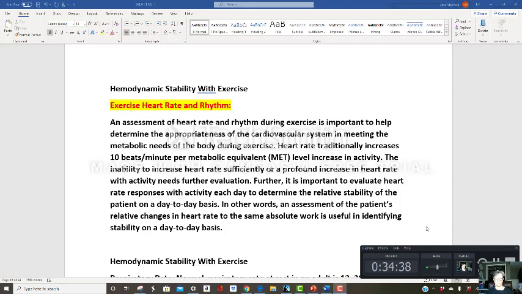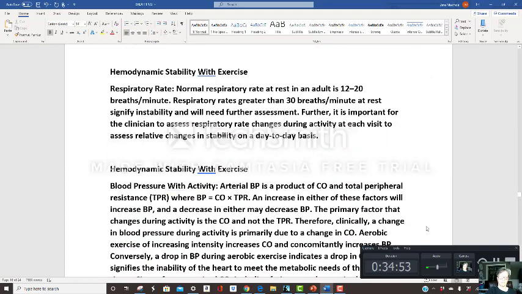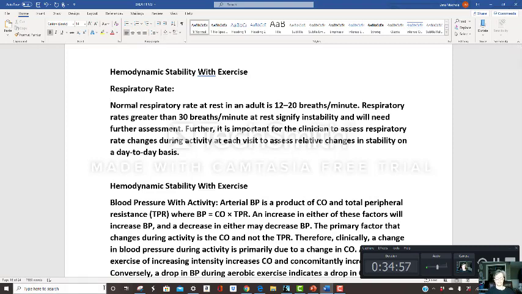Further, it is important to evaluate heart rate responses with activity each day to determine the relative stability of the patient on a day-to-day basis. In other words, an assessment of the patient's relative changes in heart rate to the same absolute work is useful in identifying stability on a day-to-day basis. Hemodynamic stability with exercise. Respiratory rate.